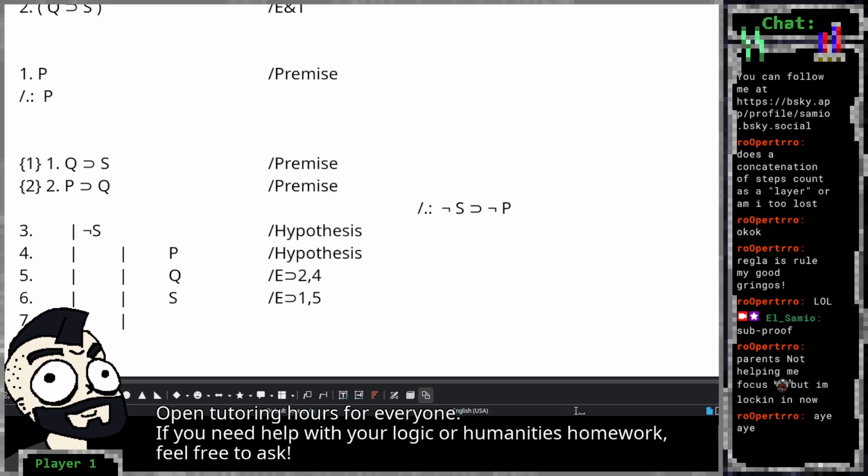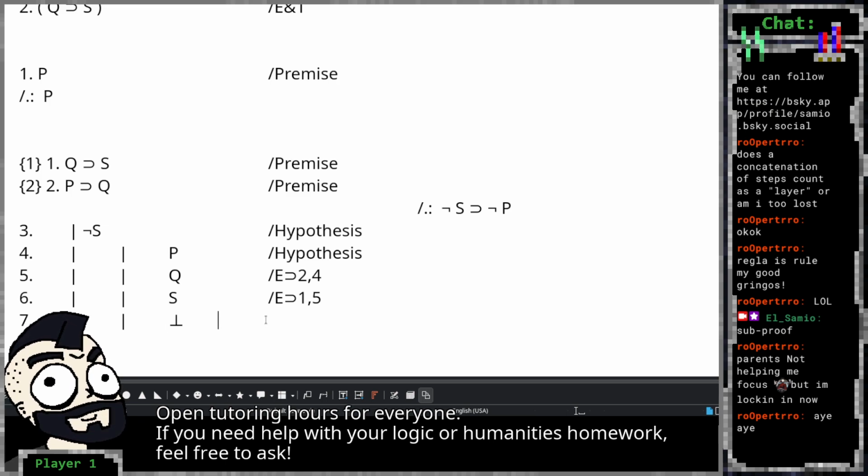Okay, maybe Rupert's parents are not letting them log in. So the contradiction comes from 3. Whoops. Font change. And I need my monospace font. I will introduce a contradiction by the formula which is at 6 and its negation which is at 3.